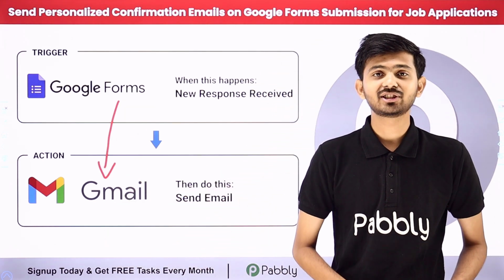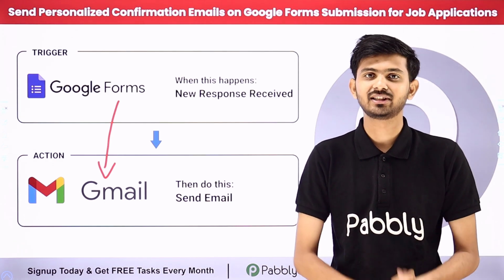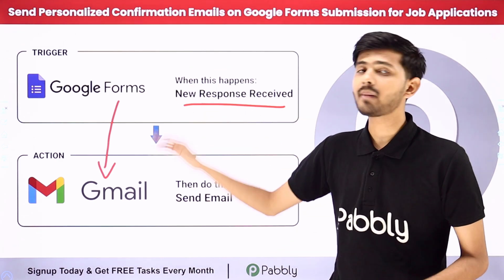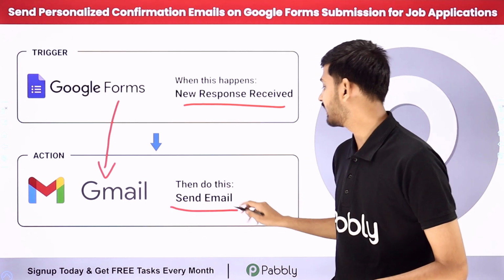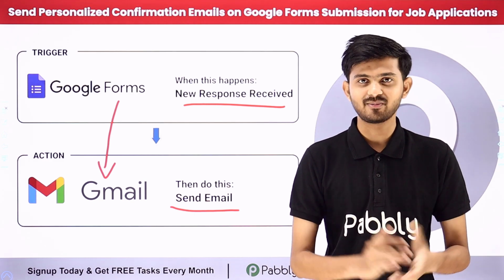For building this connection, I'm going to use Pabbly Connect, which is an amazing software for automation and integration. With Pabbly Connect, as I receive a new form submission, I'm automatically going to send a personalized, customized email to my candidate by using Gmail. So how am I going to build this connection? For that, let me take you to my computer screen.